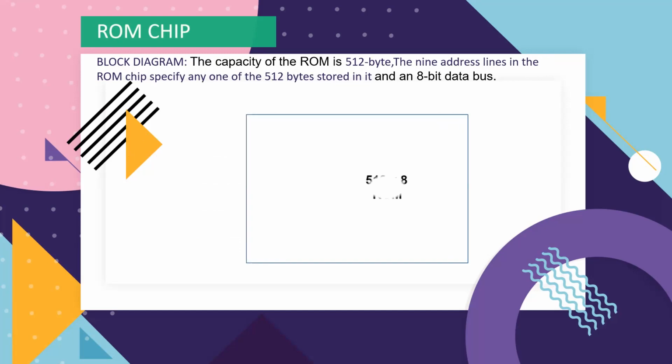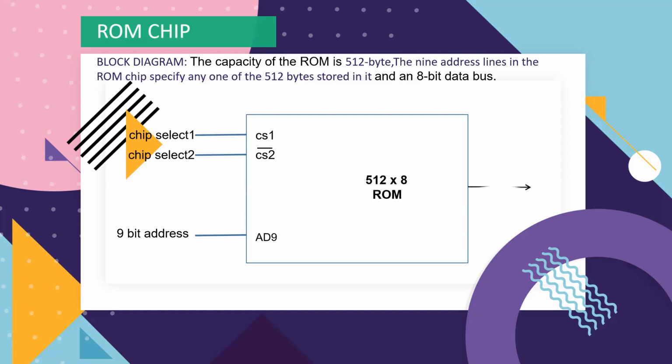The block diagram of the ROM chip, which is a 512 x 8 ROM, consists of two selection lines, CS1 and CS2 bar, and it also consists of the 9-bit address lines AD0 to AD9. The 512 of the ROM chip is represented as 2 power 9, which means 0 to 9 are considered as the address lines AD0 to AD9. It also consists of an 8-bit data bus. This is about the ROM and RAM chips.